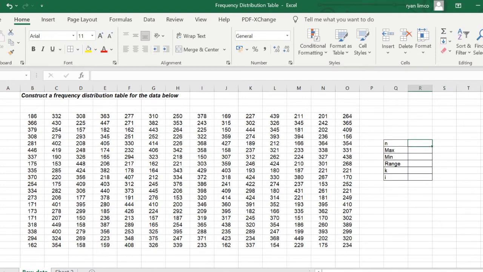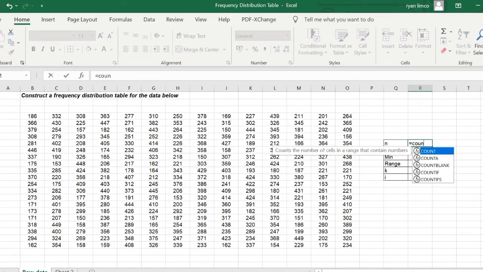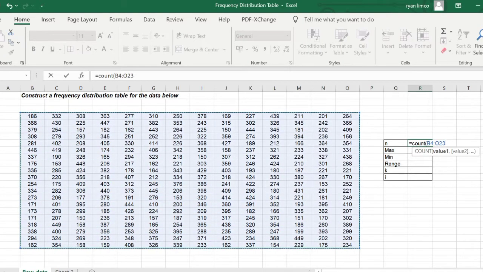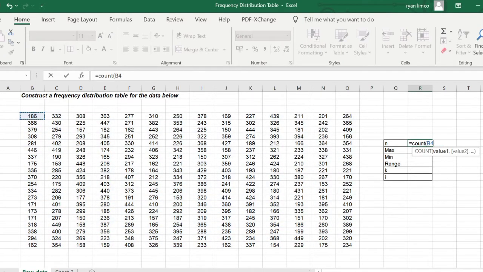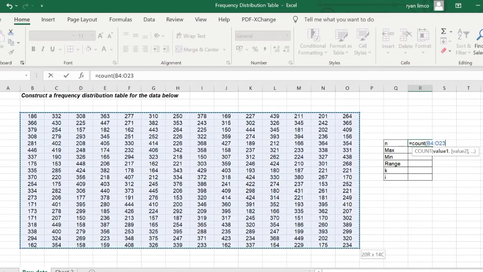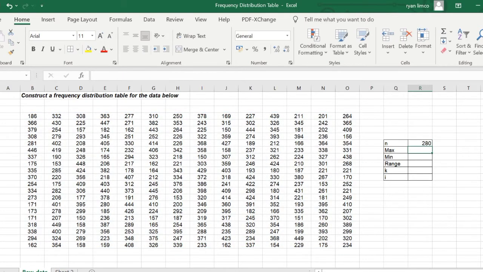For the number of n, our formula is just equal to count, then open parenthesis, isa-select lang natin yung data natin. So sa pag-select, i-click lang natin dito, no? So it's left click sa mouse, and then i-drag natin siya in such a way na makover natin lahat ng data natin. And wag muna natin i-enter, i-press natin yung F4. Yan. And close para mag-lock siya. That is equal to 280. So, ibig sabihin, meron tayong 280 observation.